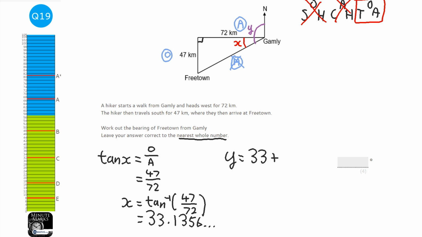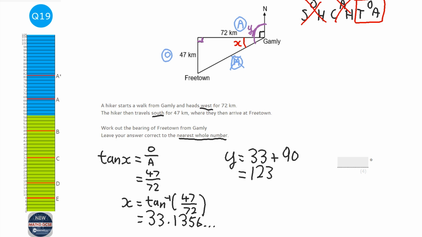And then we're going to add the right angle here. Now, the reason I know this is a right angle here is because it says that he heads west and then south. So I know that both the angle here and the angle here are going to be right angles, because the angle between all four directions, north, east, south and west, are going to be right angles. So I'm going to add 90. And you can do this in the calculator, or you can do it in your head. I'm going to do it on the calculator.